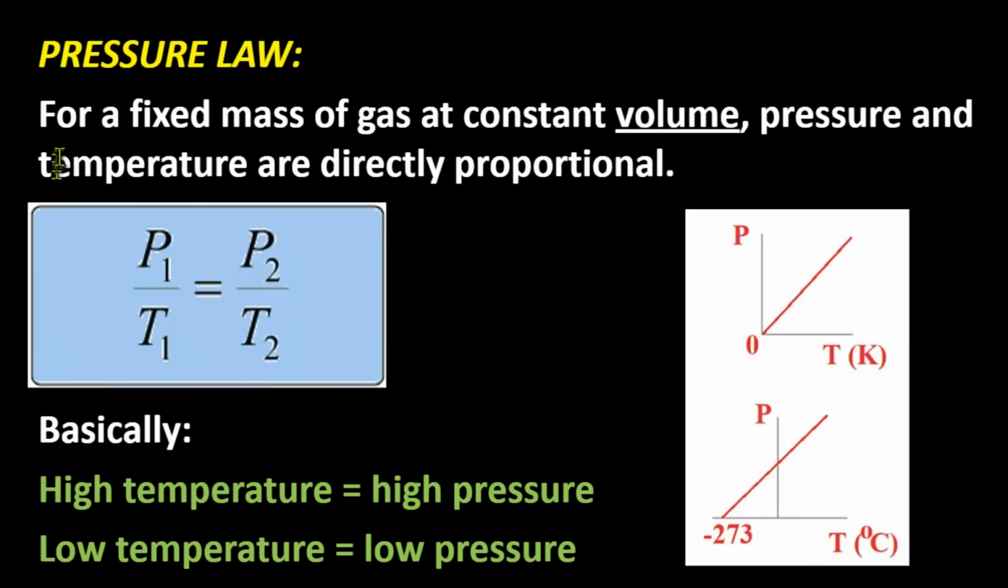Finally, here we have the pressure law, which says for a fixed mass of gas at constant volume, pressure and temperature are directly proportional. The formula is given as P1/T1 = P2/T2.